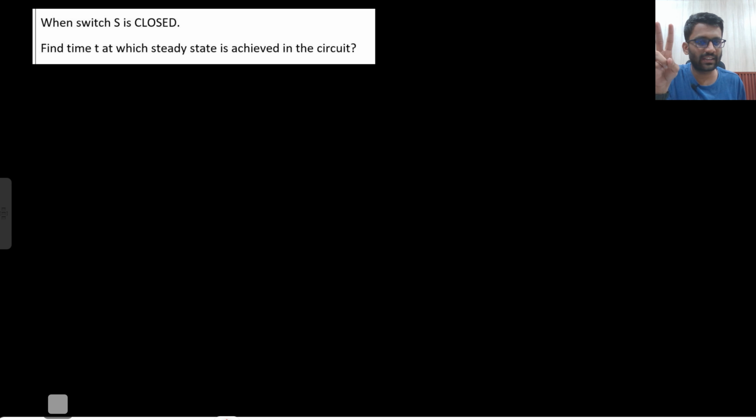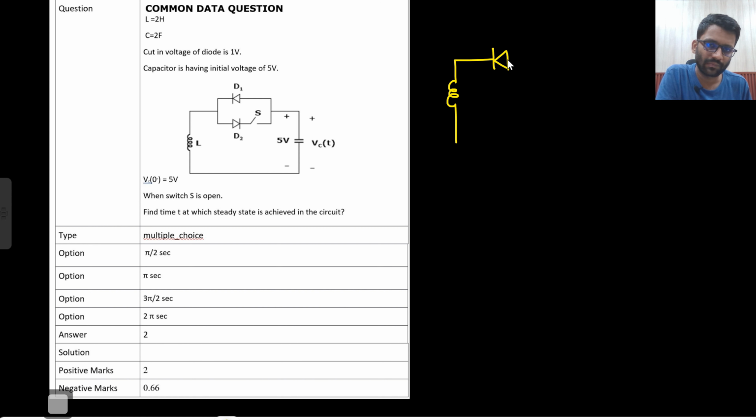So firstly, the switch S is open. If switch S is open, then how will your circuit look like? This is how your circuit will look like. This is 5 volt, right? Now what will happen, as we have already seen this example in our class notes.